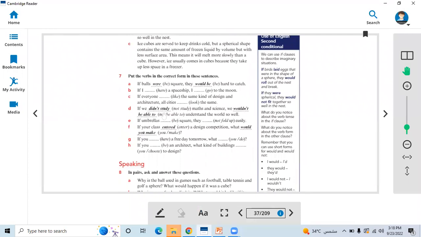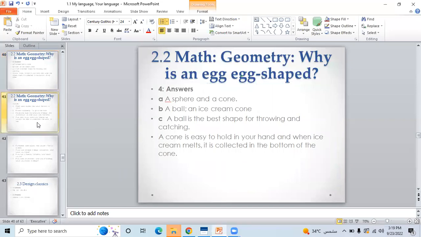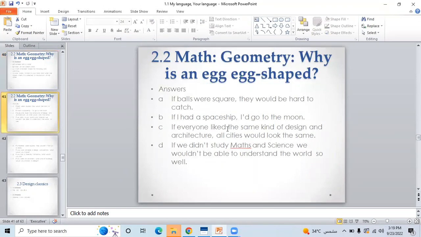Now see question number 7. From A to H, you need to fill these spaces with the correct verbs in the correct form. I'm going to show you how we are doing it, right? Take a look at A, B, C, and D. If balls were square, they would be hard to catch. B is if I had a spaceship, I would go to the moon. C is if everyone liked the same kind of design and architecture, all cities would look the same. D is if we didn't study math and science, we would not be able to understand the world so well.